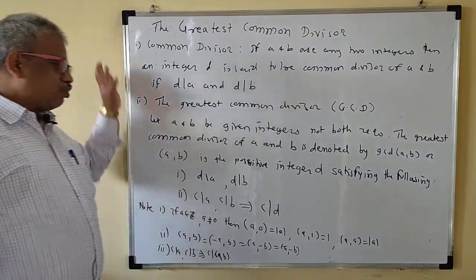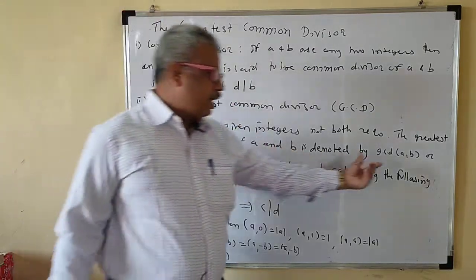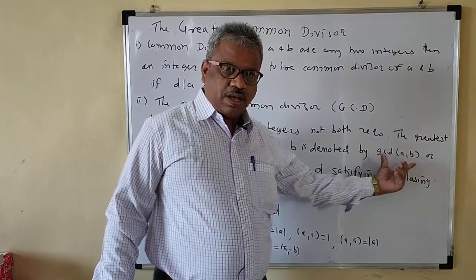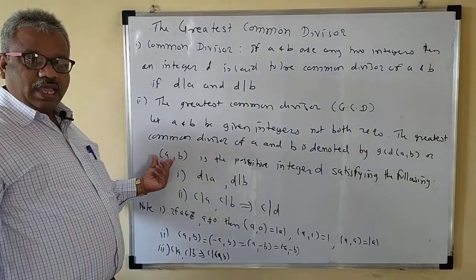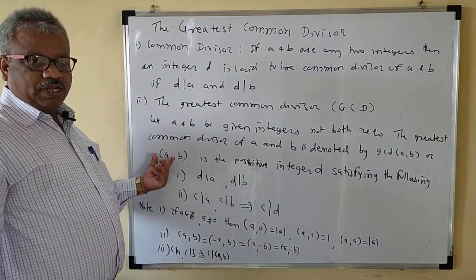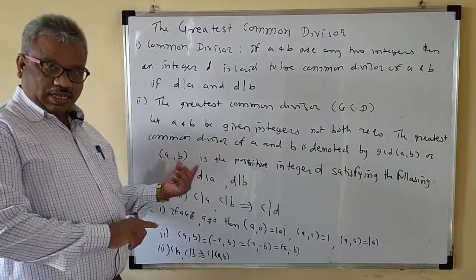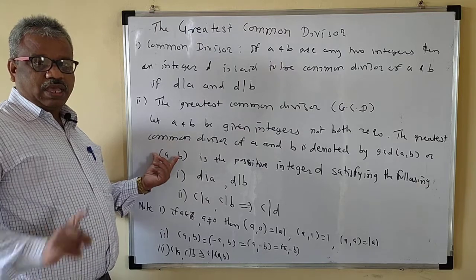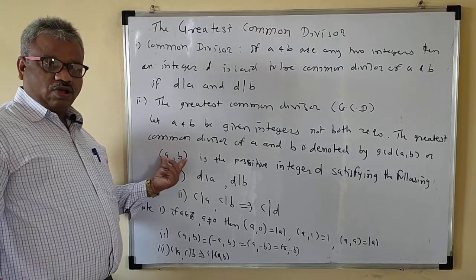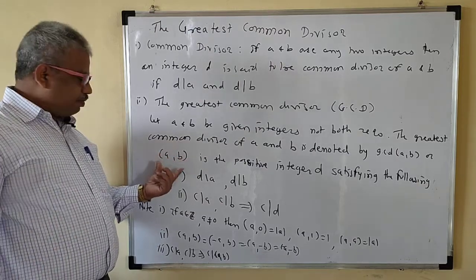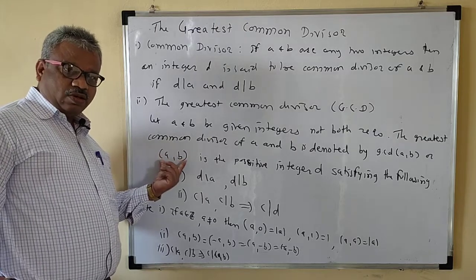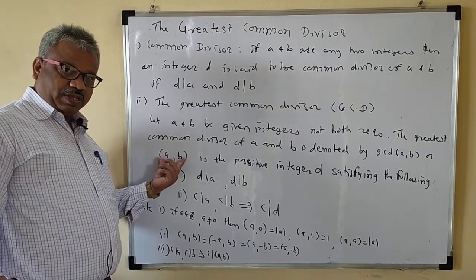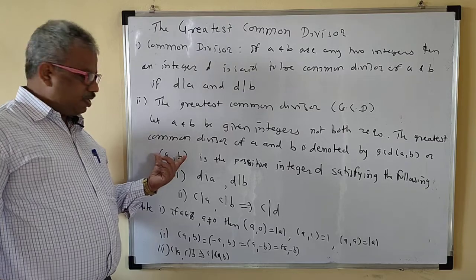Then the greatest common divisor of a and b is denoted by GCD. This is read as GCD of a, b, or simply (a, b) in open brackets. This is just like an open interval (a, b), but in algebra (a, b) is not a point or an interval. It is GCD of a, b. So in algebra, we have to consider the meaning of (a, b) as GCD of a, b everywhere.